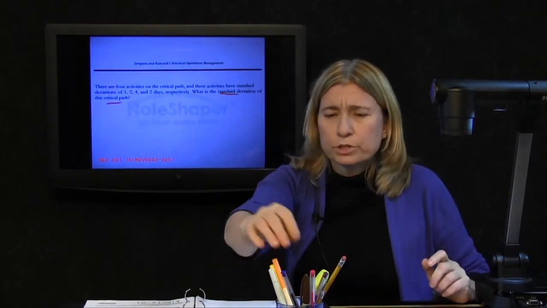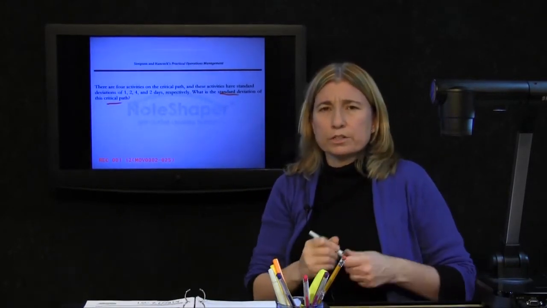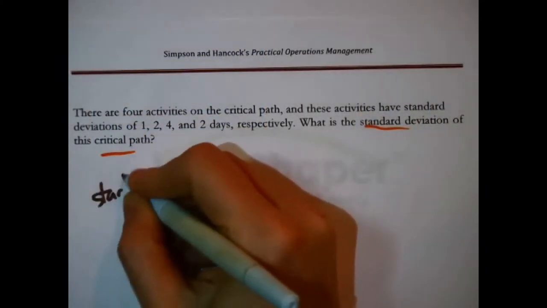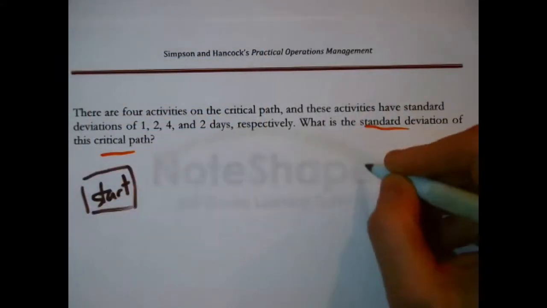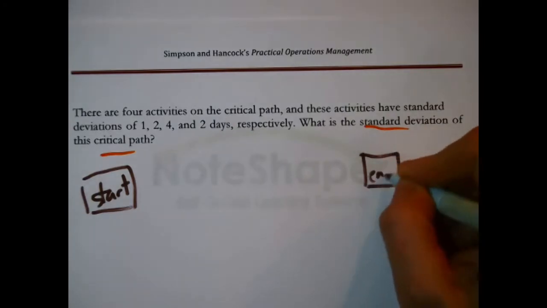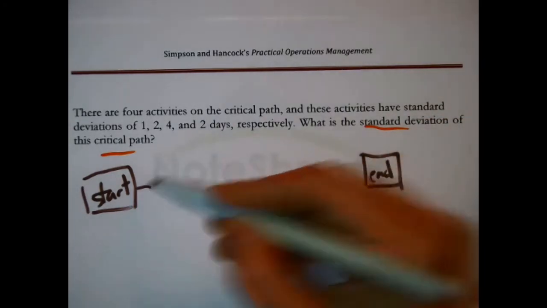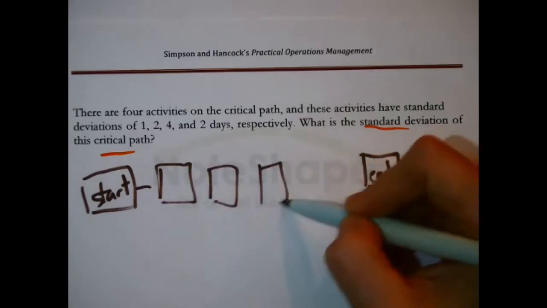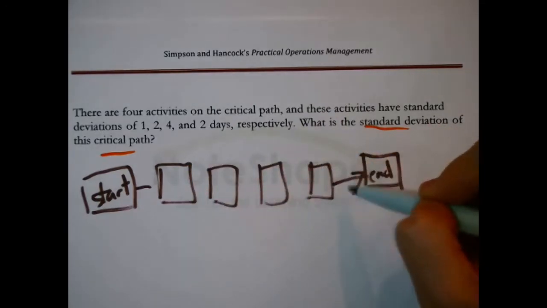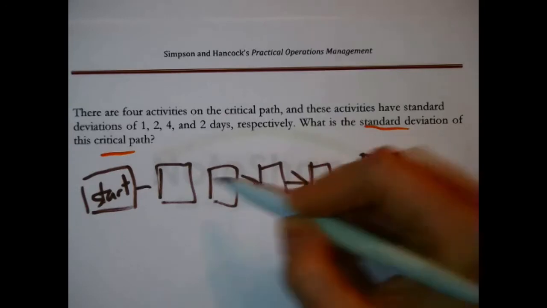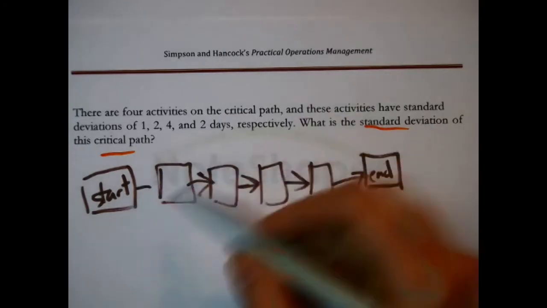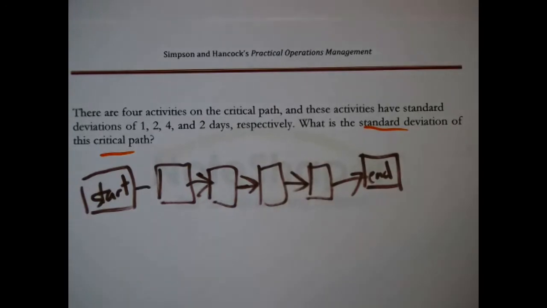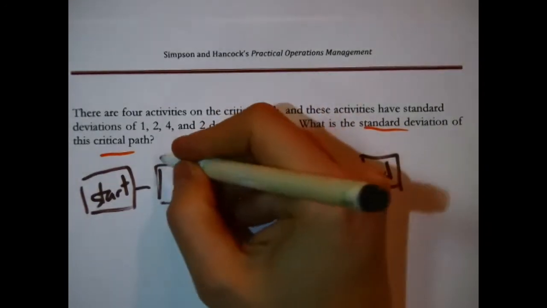First, it's not strictly necessary, but I'm going to draw a sketch of this. A path is any route from start to end, and I'm just going to sketch 4 activities along this particular path. They said it was a critical path, but it actually doesn't matter that it's a critical path. What is it that they're telling us?